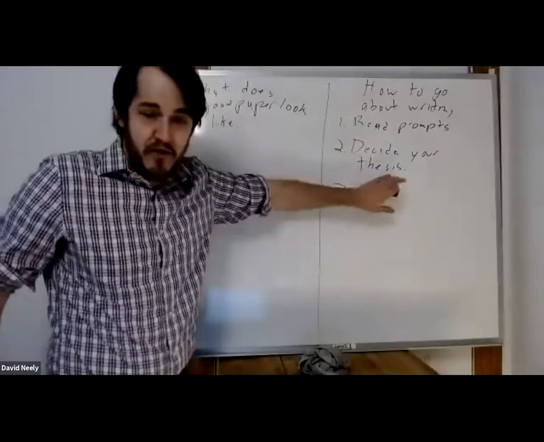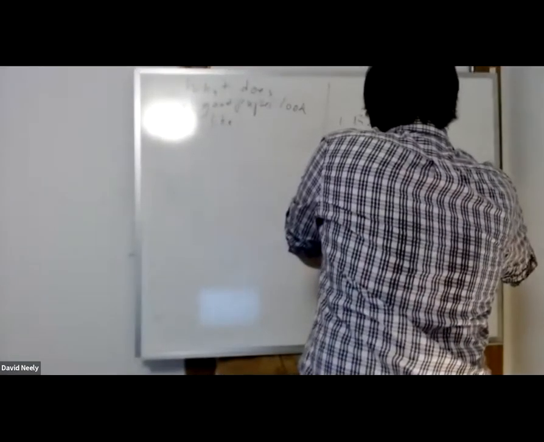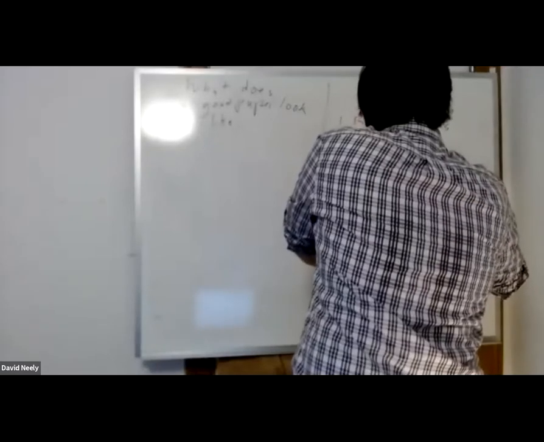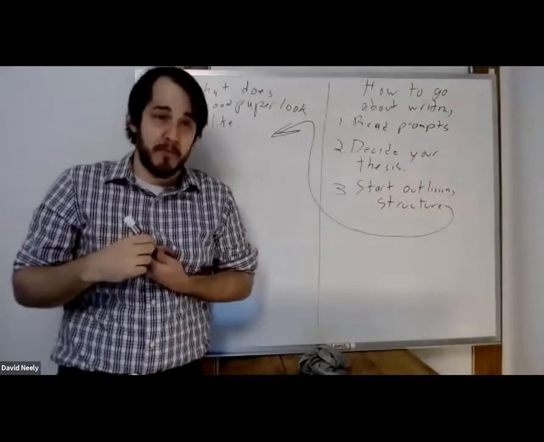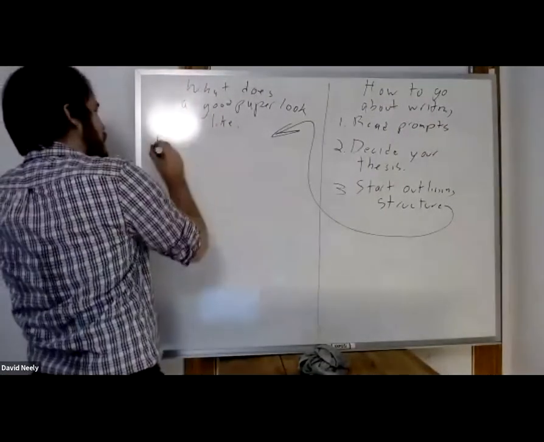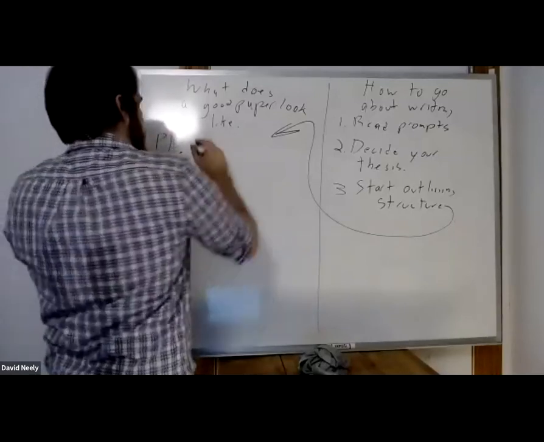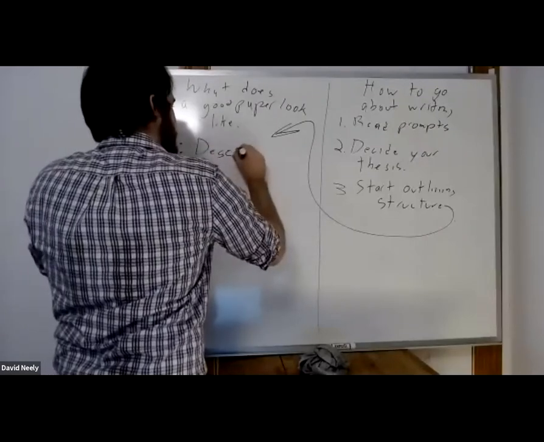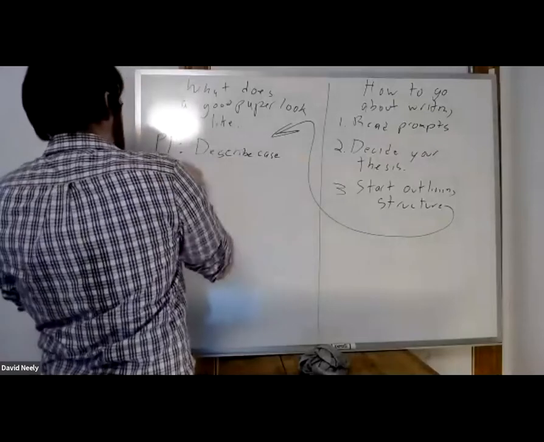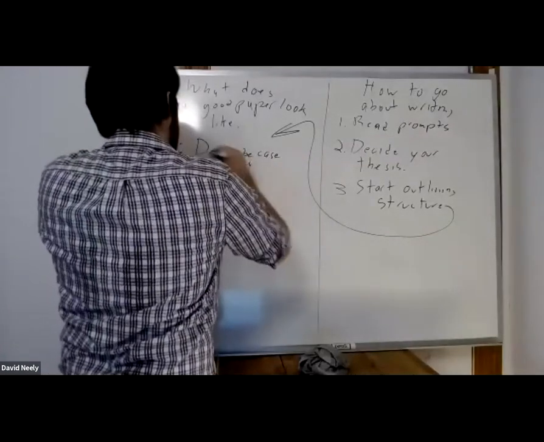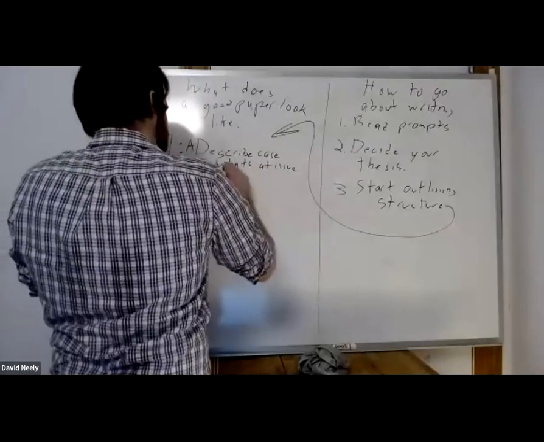So once you decide on your thesis, this is what comes next. Start outlining structure, which brings us to over here. There are basically four main parts to an argumentative paper for this class. We have paragraph 1: describe the case and what's at issue. Thesis.